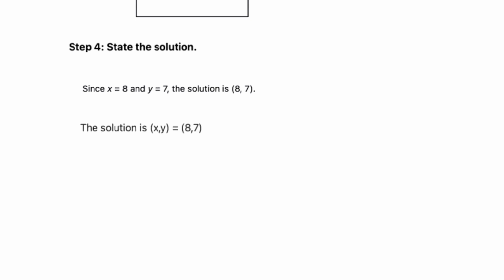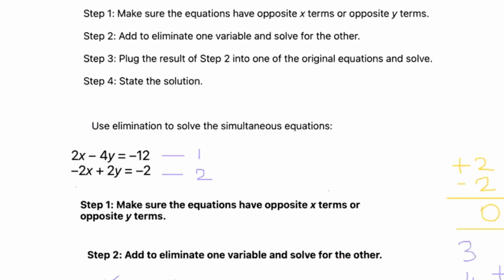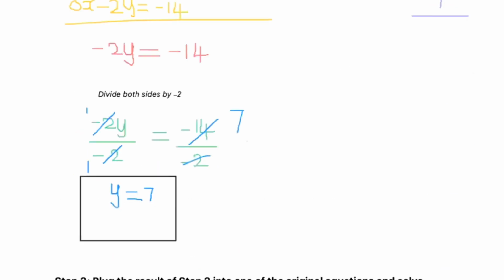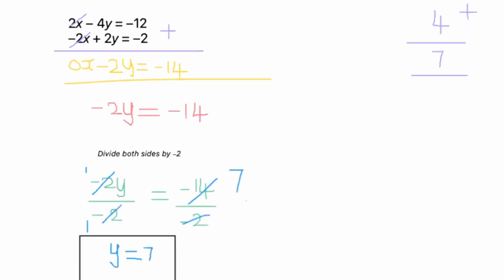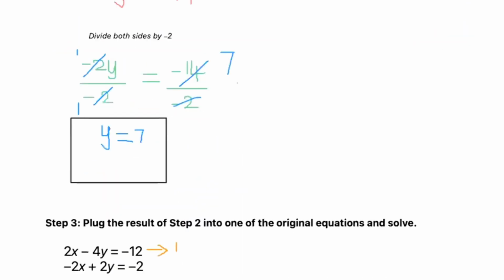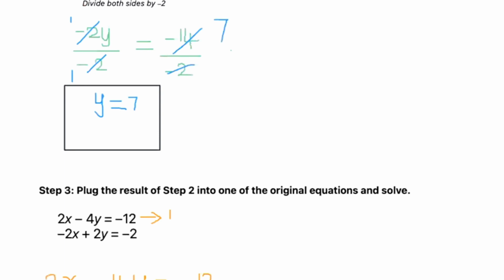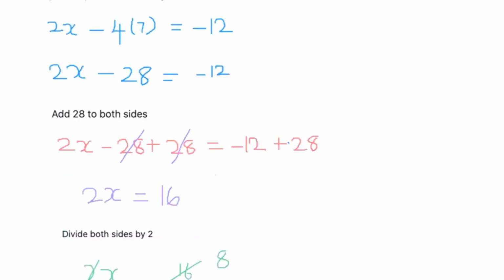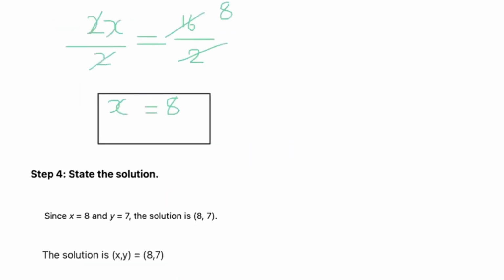These are the steps for solving the pair of equations using the elimination method. For the first step, we make sure the equations have opposite terms, and the second step we are eliminating any one of the variables and finding the answer for one variable. In step 3, we plug this variable into any one of the equations and find the variable for the other one. And in step 4, we are stating the solution.